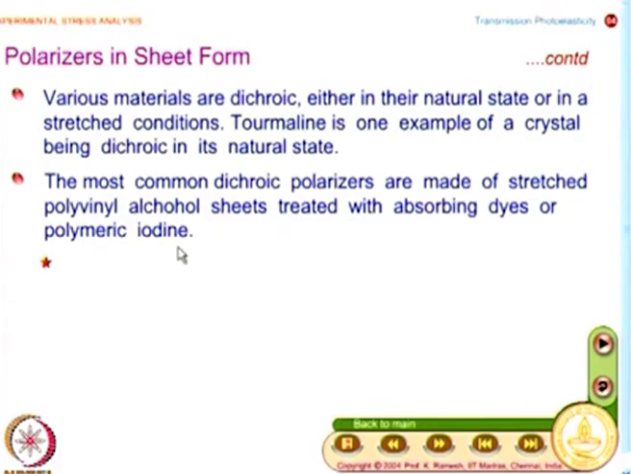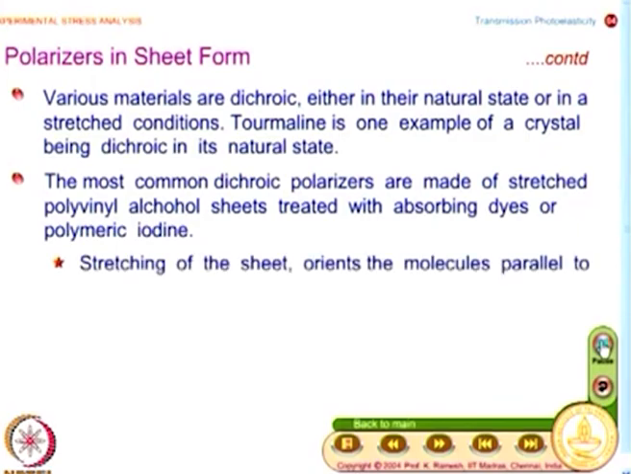So, various materials are dichroic either in their natural state or in a stretched condition. Tourmaline is one example of a crystal being dichroic in its natural state. And the common Polaroid sheets are made of stretched polyvinyl alcohol sheets treated with absorbing dyes or polymeric iodine. And let us look at what each of these steps really influences.